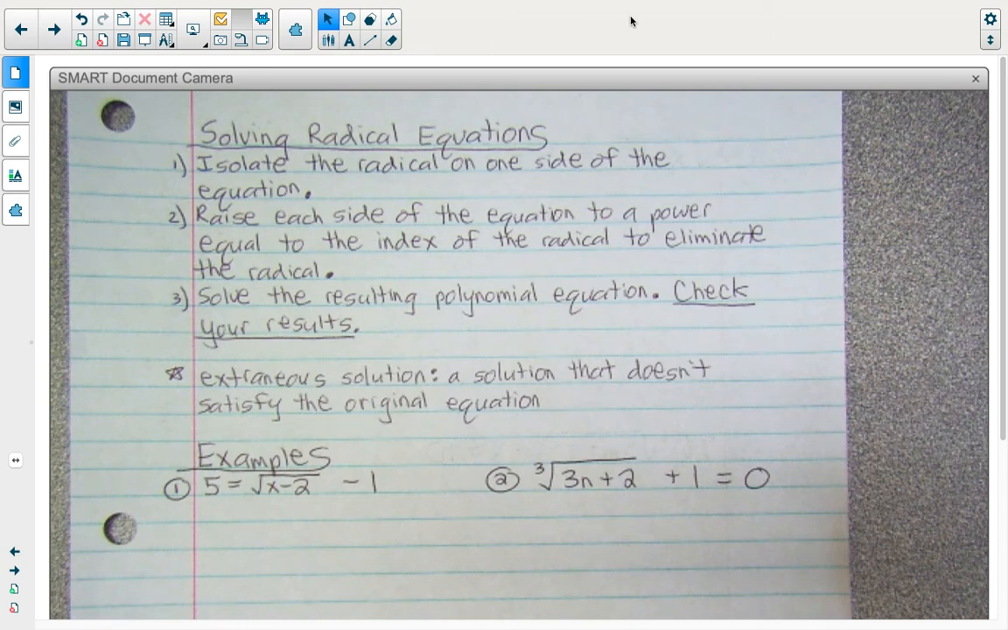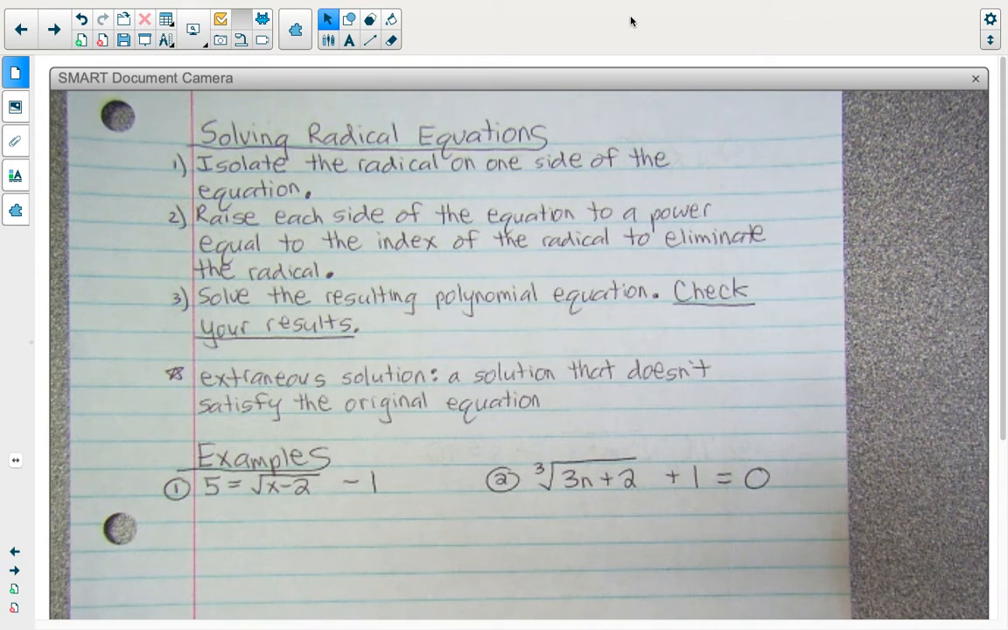Hey y'all. Today we're going to solve radical equations. So we've been working with radicals, simplifying radicals. Yesterday we saw how to do operations with them. Today we're going to finish up our study of radicals and we're going to take a look at how to solve them. So I've written down 3 steps to help us out here.